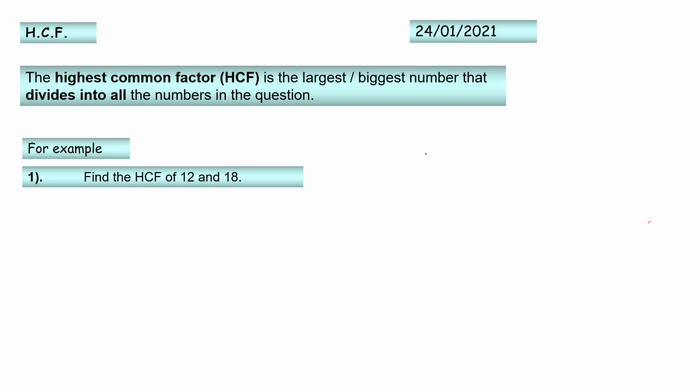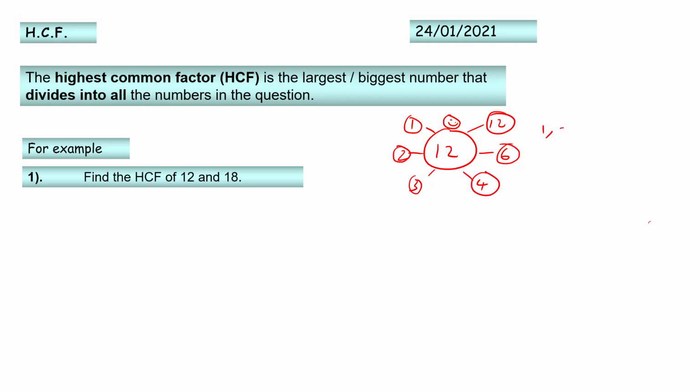So what we do is, as we have been doing before, we use our factor spiders. So we've got a 12 here. Let's do a quick factor spider of 12. And we've got 1 and 12. We check if 2 goes into 12, and it does, 6 times. 3 goes 4 times, and those are our factors then. 1, 2, 3, 4, 6, and 12.